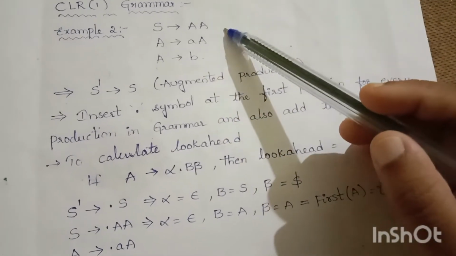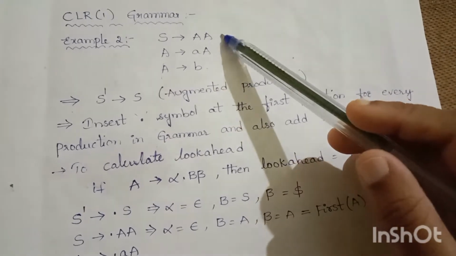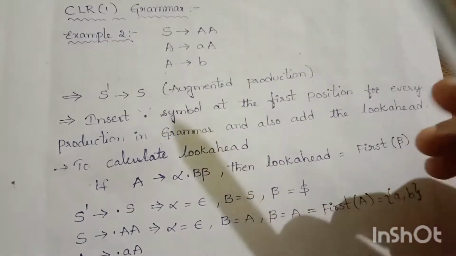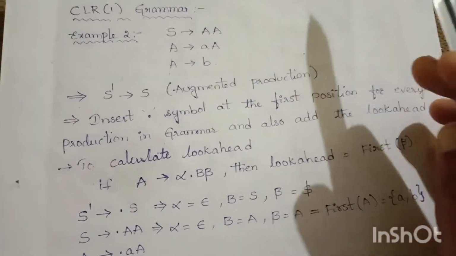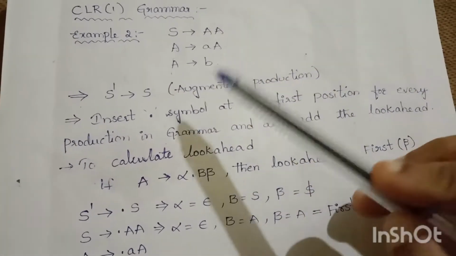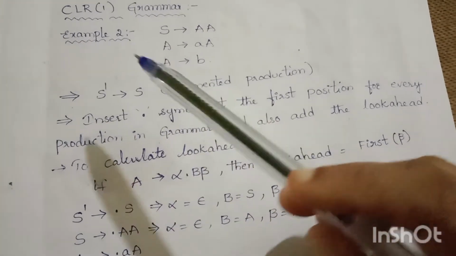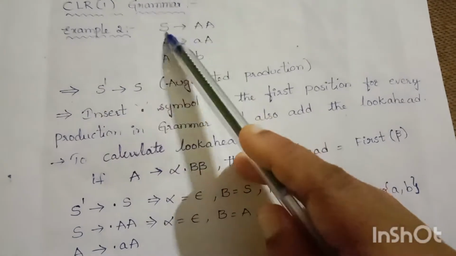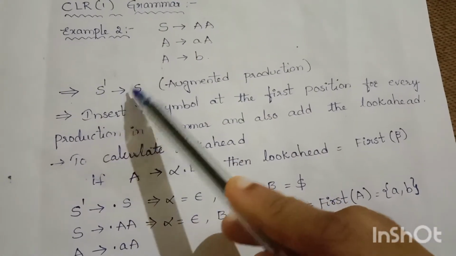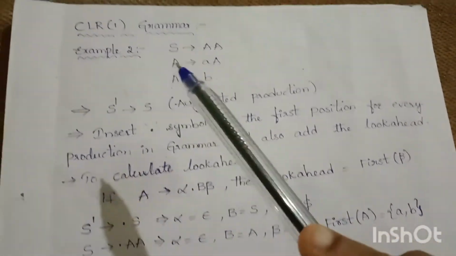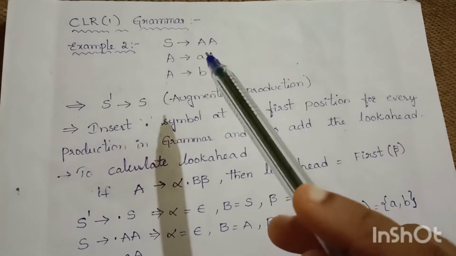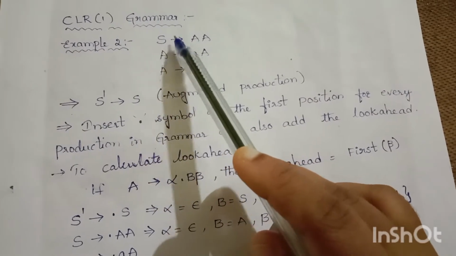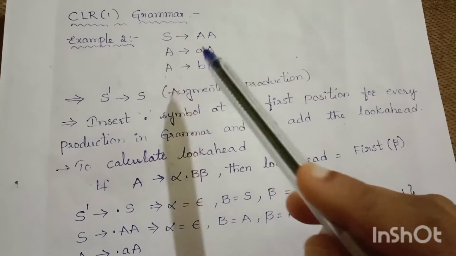For example, consider the grammar S tends to AA, A tends to aA, A tends to b. The first step in all the LR parsers is to write the augmented production. The augmented production is written by introducing a new symbol with the starting production, S dash tends to S. Then the second step is to write the canonical collection. In CLR1, we are using the canonical collection of LR1 items.